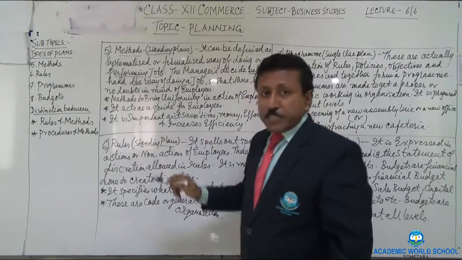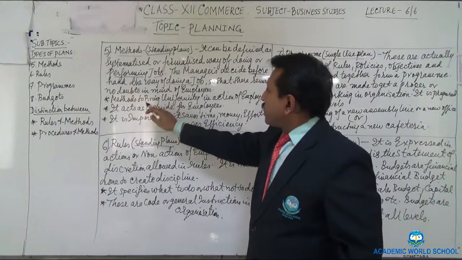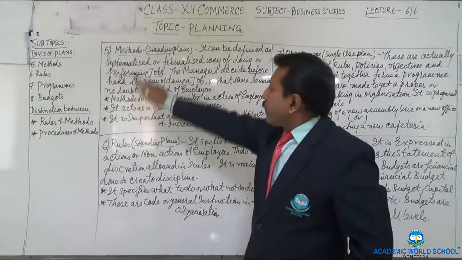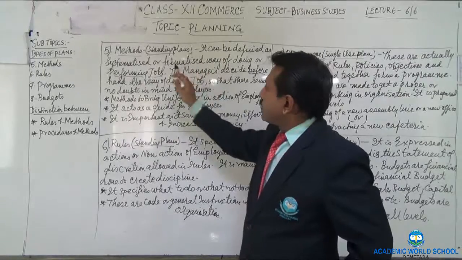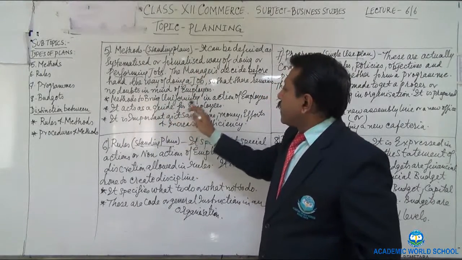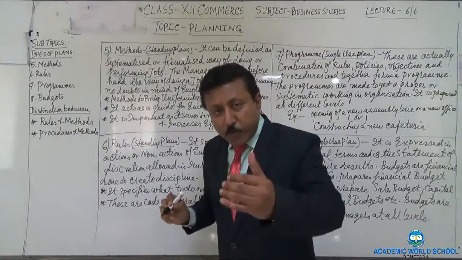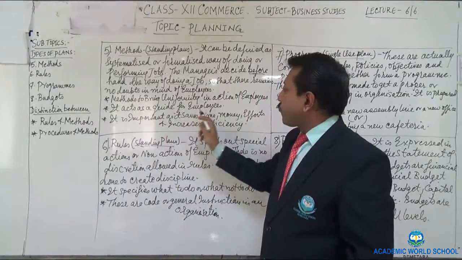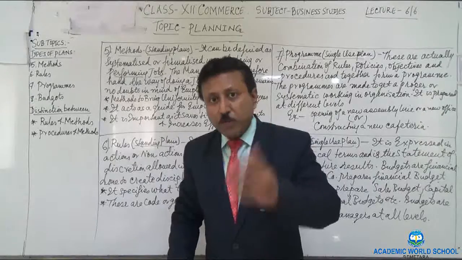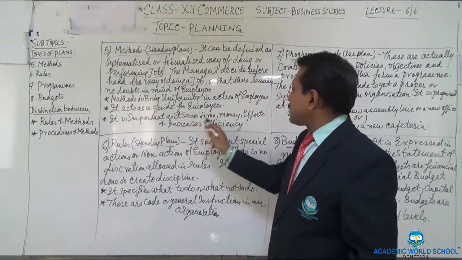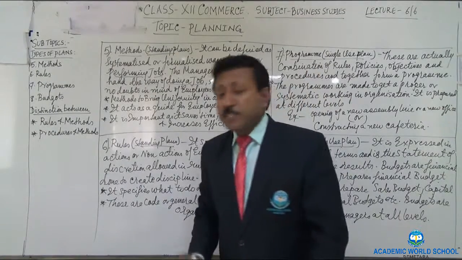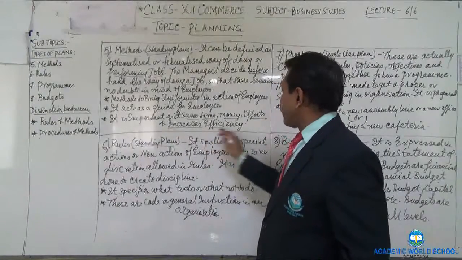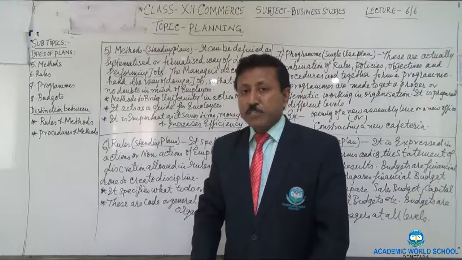The important thing here is that methods bring uniformity in the action of employees. That means all employees do the work in the same way, if they know the things. It acts as a guide for employees. Employees know what to do and how to do the thing. And lastly, it is important as it saves time, money and efforts and increases efficiency.